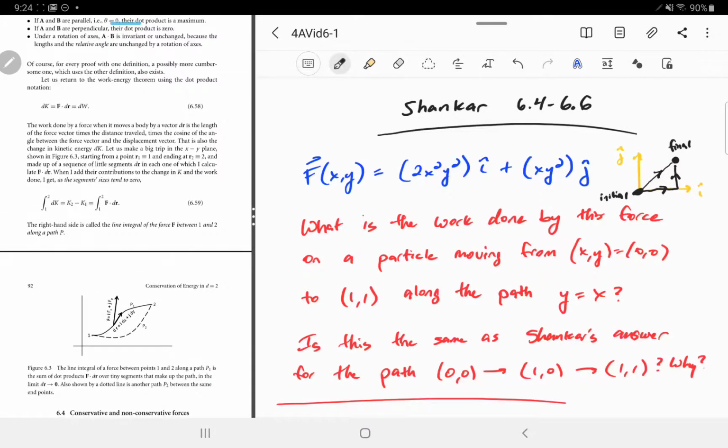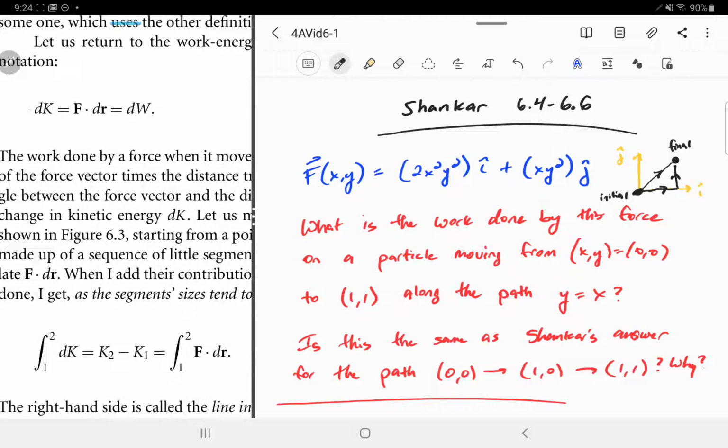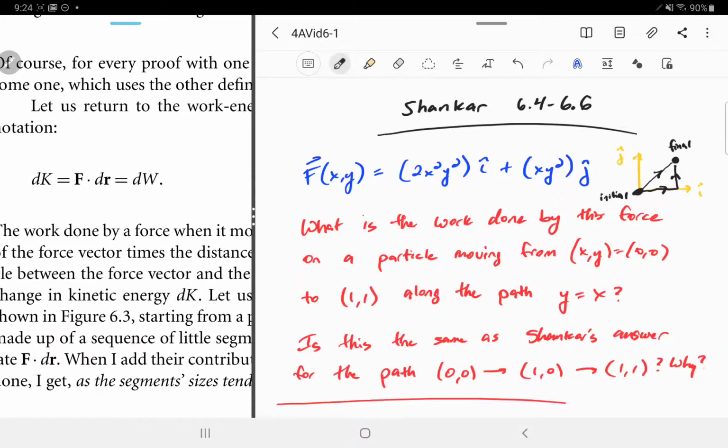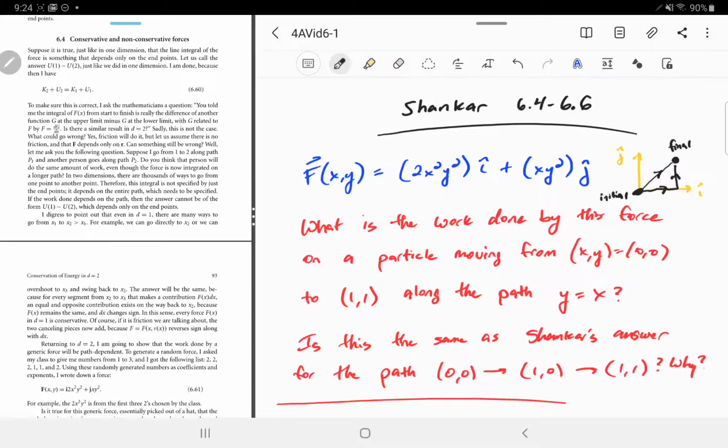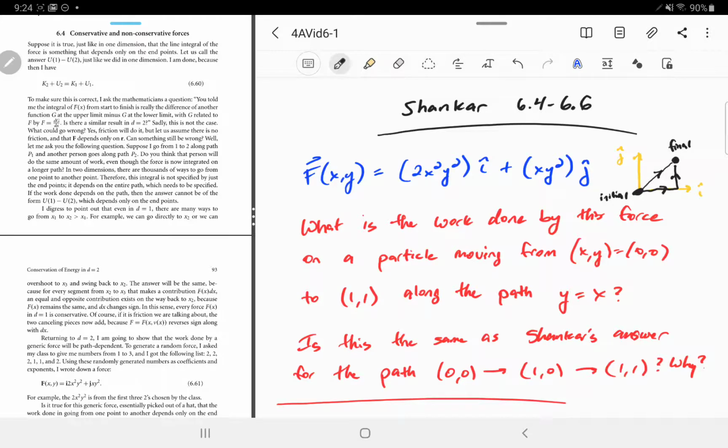So for example, if a force on a particle is perpendicular to the motion, then the dot product is 0 and the work done is 0. All right, so we went over that in the chapter 5 videos. In this video, we're going to talk a lot about conservative versus non-conservative forces and what that looks like mathematically. We'll be talking about the gradient, potential energy functions in multiple dimensions.